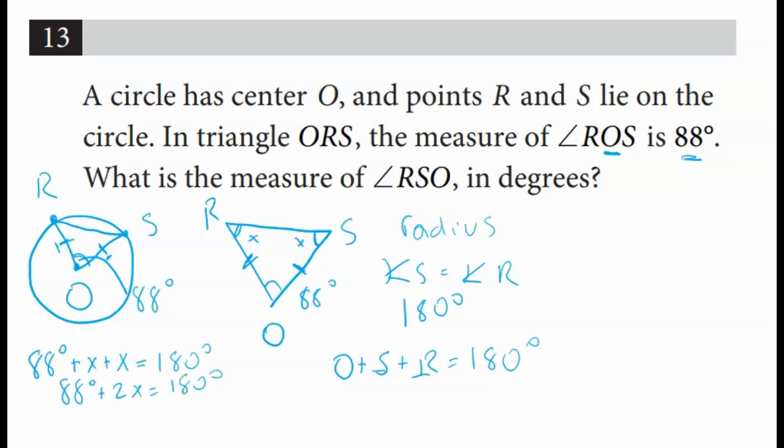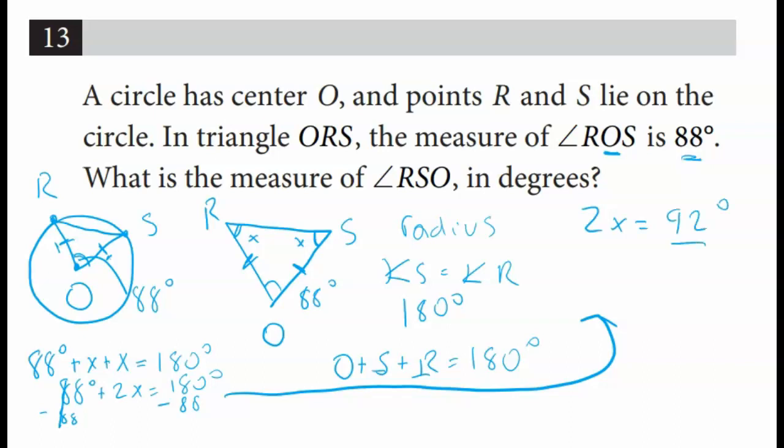And sweet, we can just solve for x. So if we do that, we subtract 88 from both sides. And let me draw it over here because I got a little bit of space. 180 minus 88. Well, let's plug this into our calculator because I can't do that in my head. You take 180 and you subtract 88. You get 92. So we get 2x equals 92 degrees. So we divide by 2, and we get x equals 46 degrees.